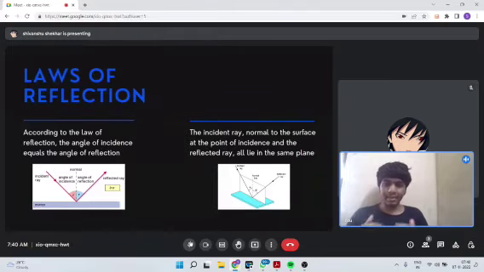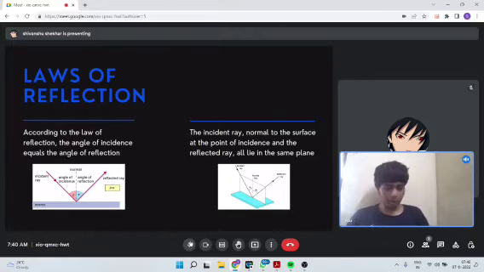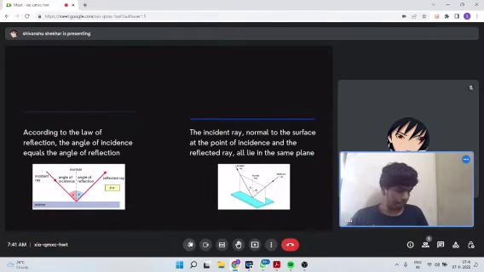Secondly, the incident ray, the normal to the surface at the point of incidence, and the reflected ray all lie in the same plane. So when there's a light falling on a reflecting surface, the ray coming in, the ray getting reflected out, as well as the normal at the point of incidence, they all lie in the same plane. So these are essentially the two laws of reflection. We'll see a demonstration for the same very soon.